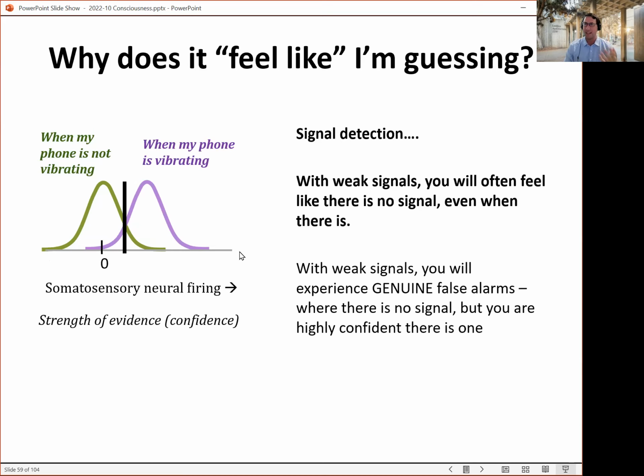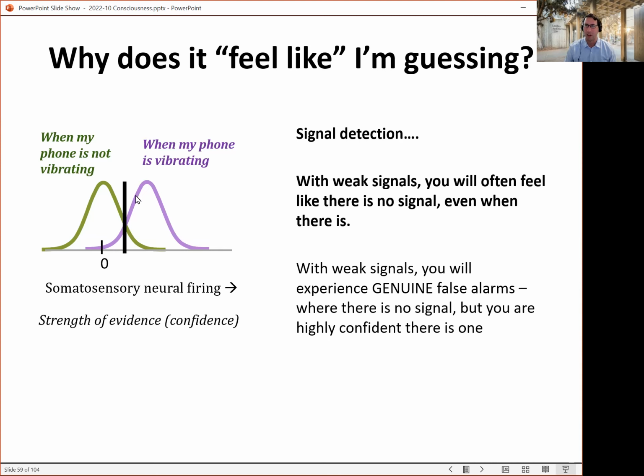In perception tasks, this is easy to explain. Imagine you're asking yourself whether your phone is vibrating in your pocket. When your phone actually is vibrating, there's much more somatosensory neuron firing than when it is not. So on average, we're pretty good at distinguishing when our phone is vibrating and when it's not. Sometimes our phone vibrates and it drives all the neurons, and we're very confident and almost never wrong.